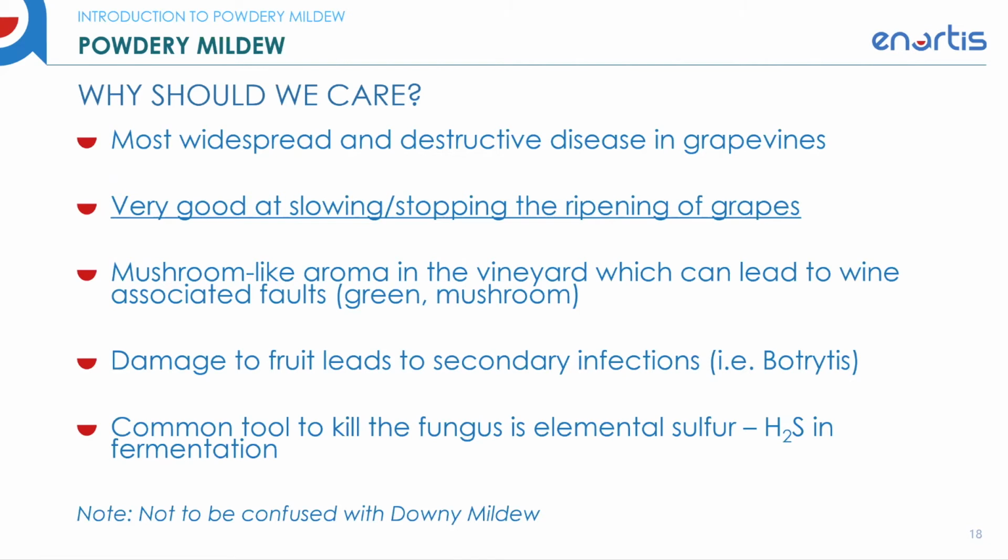Damage to the fruit with infection can lead to secondary infections like botrytis, which can lead to other problems like Acetobacter. So it can be a whole cascade of issues if we have high powdery mildew infection. And then a common tool to kill fungus is elemental sulfur. As I'll talk about in a little bit, elemental sulfur and even wettable sulfur can have some problematic effects in the fermentation and the resulting wines.